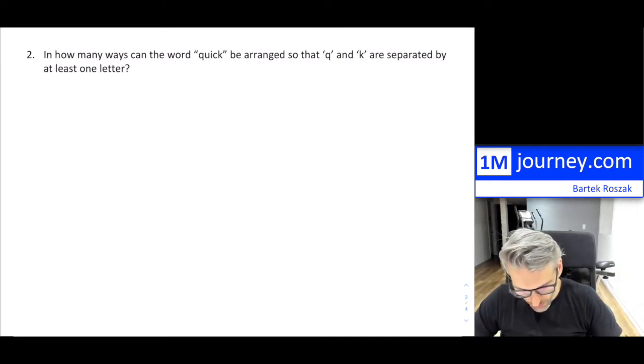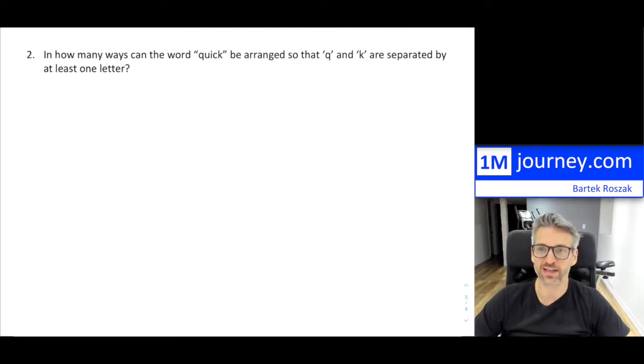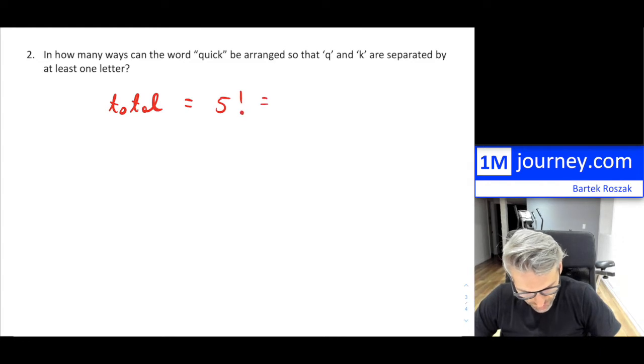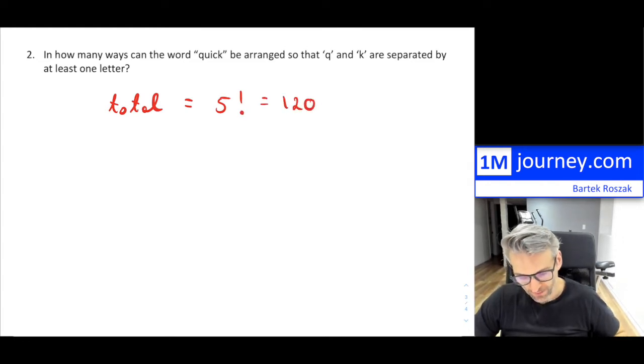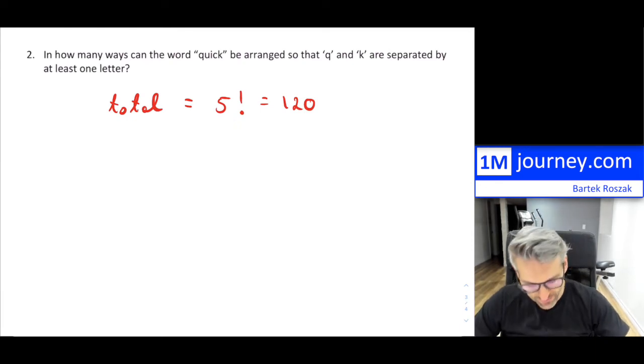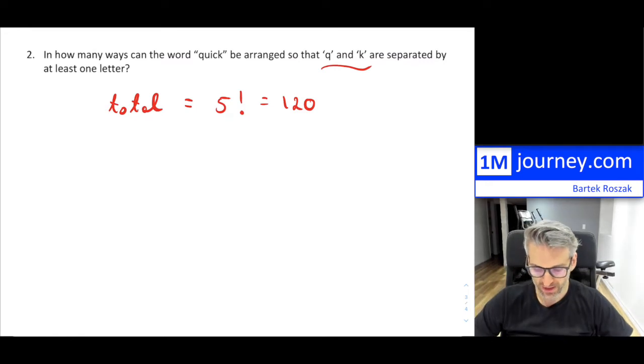So quick has really 5 different letters, right? So Q, U, I, C, K. And you know that if you have 5 different letters, the total number of arrangements would have been 5 factorial, which is 120. That is if we didn't have any restrictions. Now we do have a restriction. So our restriction is that Q and K are separated by at least 1 letter.